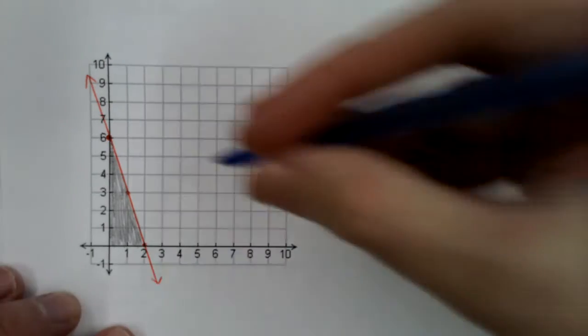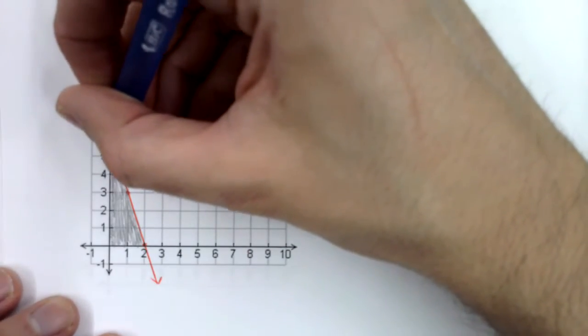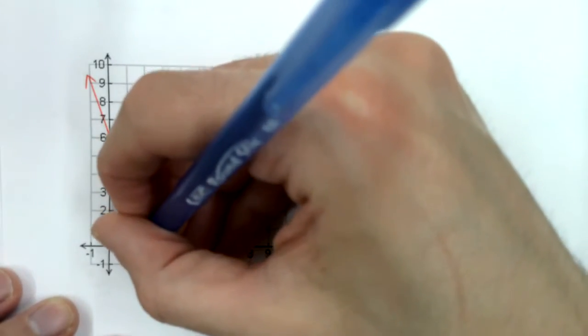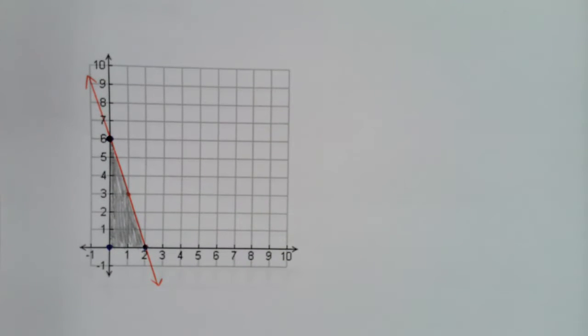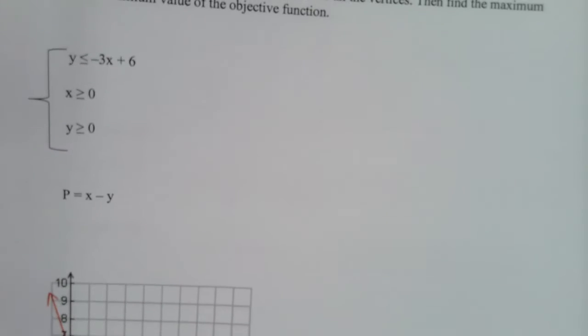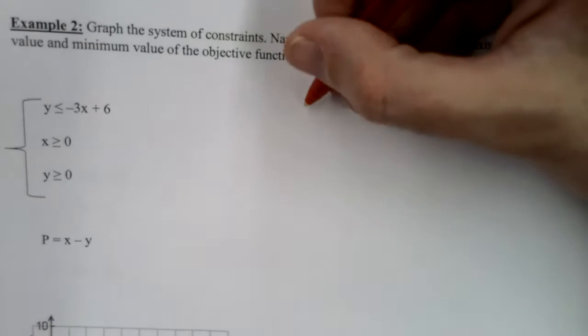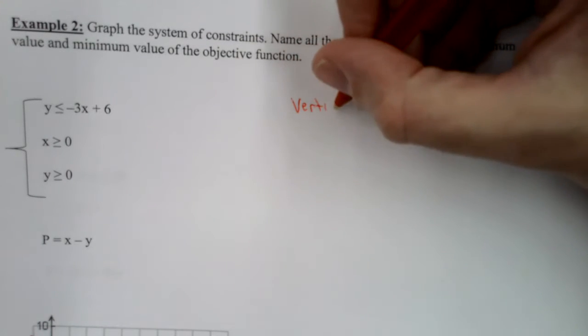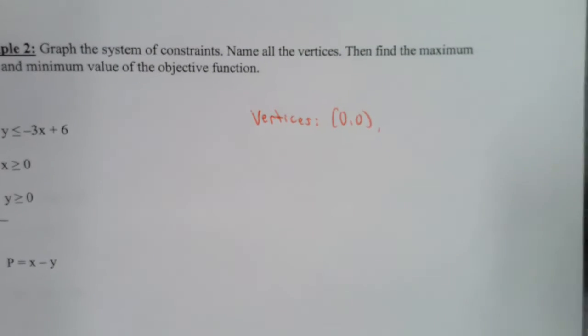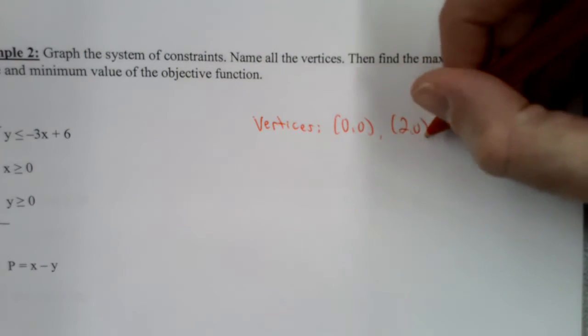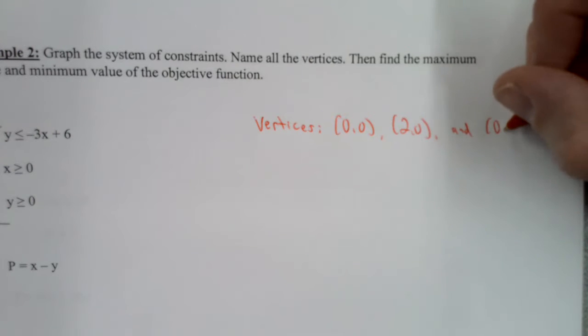Let me label the vertices of the feasible region. We got 0, 6. We got 2, 0. And we got 0, 0. So our vertices, it wants us to state the vertices. I'll do that up here. The vertices are 0, 0, 2, 0, and 0, 6.